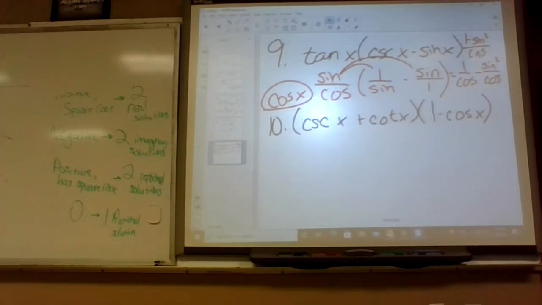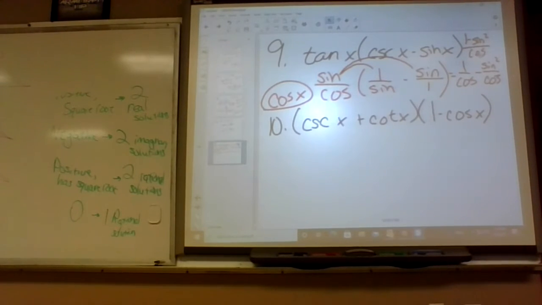Wait, what do we do after we change everything to one over sine plus one over tan? No, you change it. You can change cotangent to cosine over sine. And then you do that times sine. Oh, it's not sine squared. That's what I did wrong.